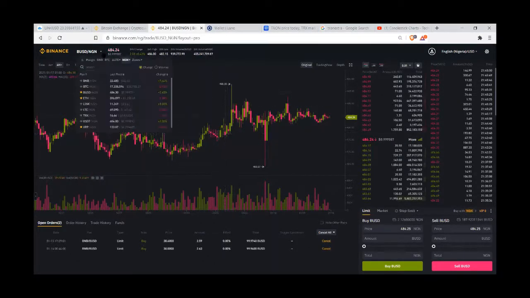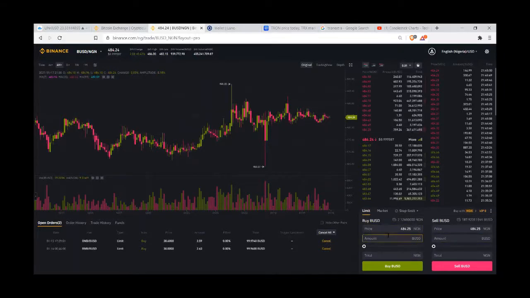So you can change your market here. You just click on this one and select any market you want. You see this, it will take me to my favorites again. So I'm on dollar Naira.